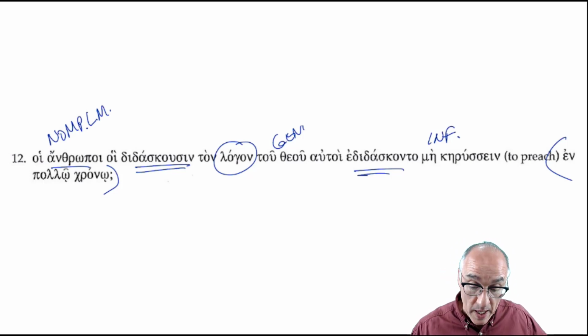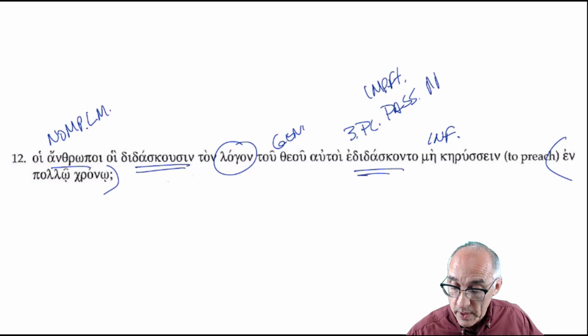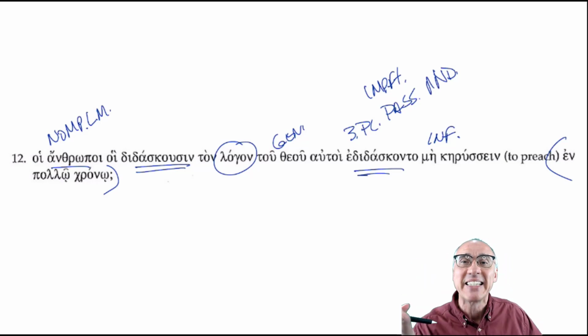So the men, those who are teaching the word of God, were they taught? Third person plural. This is your middle voice or your passive. Imperfect. Passive indicative. Not to preach. It says in much time.